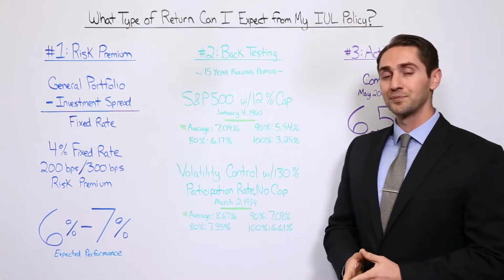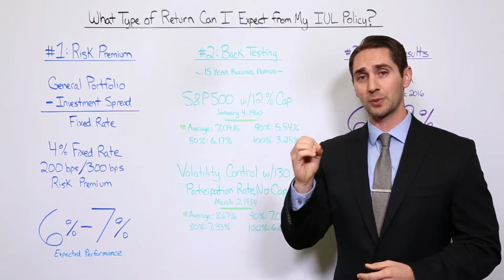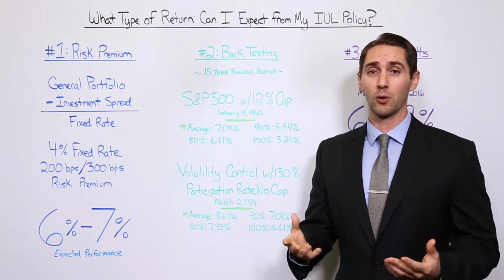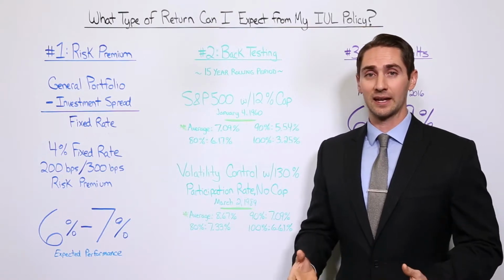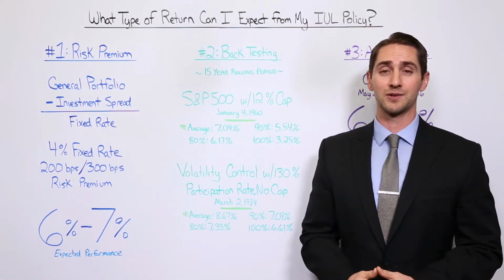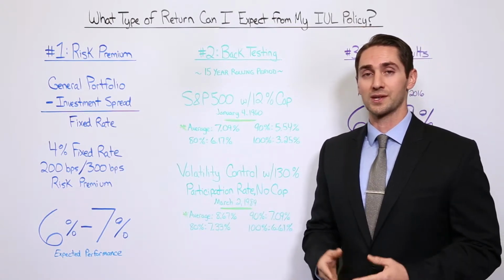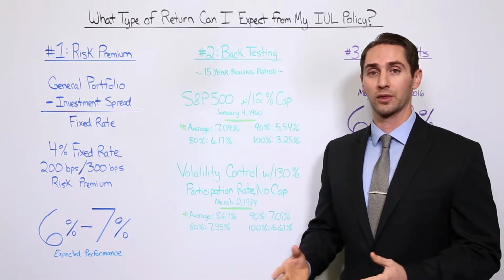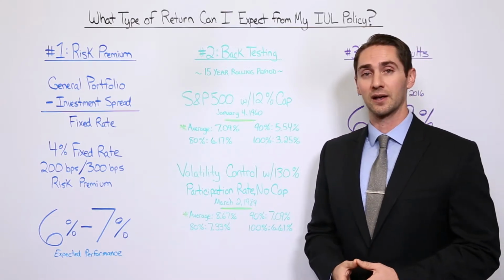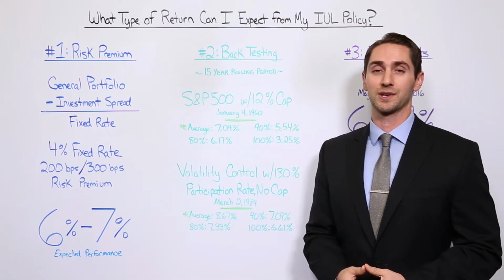Now, in this scenario, we're going to use a 130% participation rate, a 0% floor, and no cap rate. We're only going to go back to March 2nd, 1989, because that's as far as we can go back using the index data. The average return in this scenario was 8.67%, the 80th percentile was 7.33%, the 90th percentile 7.09%, and the worst case 100th percentile is 6.61%.